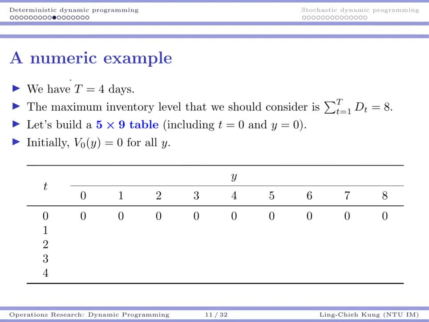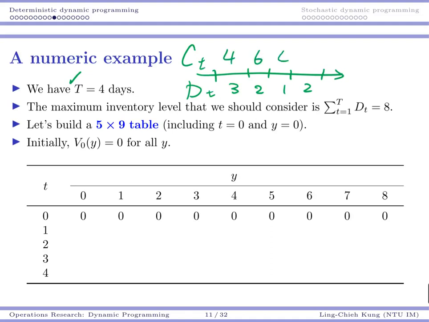So let's see how to do this. We do have these 4 period problems, okay? And let's recall what we have for these 4 period problems. In each period, we have demand 3, 2, 1, and 2, okay? These are our daily demands. And we also have our production cost, which is $4, $6, $4, and $6. And our H is 1, the holding cost.